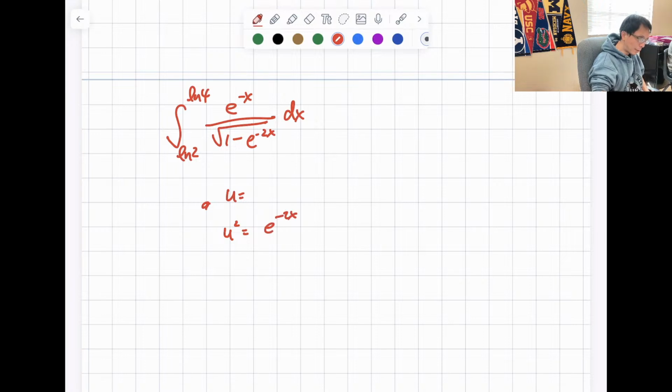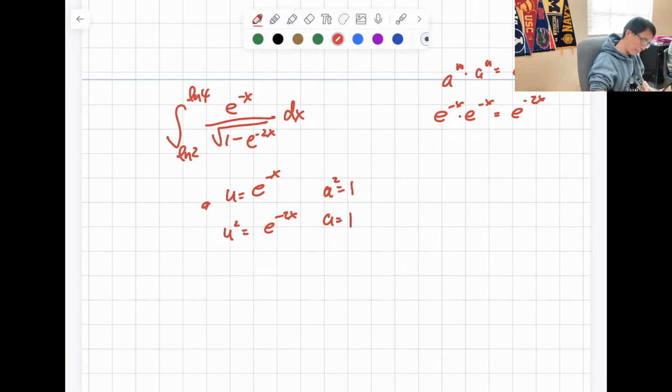Good. Now, what's U though? E to the negative x. Why is that? Because e to the negative x times e to the negative x is what? It's the exponent rule, right? A to the m times a to the n, same base, a to the m plus n. So this is e to the negative 2x. Does that make sense? So a squared is equal to 1. A is equal to 1.